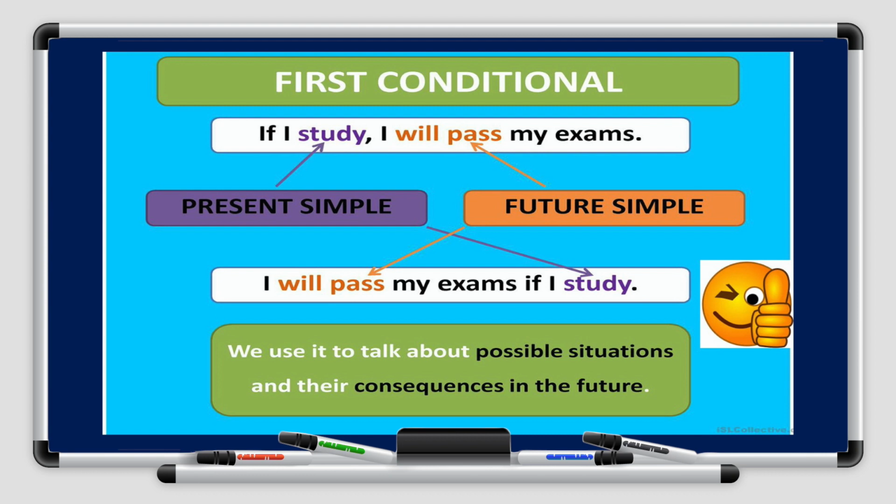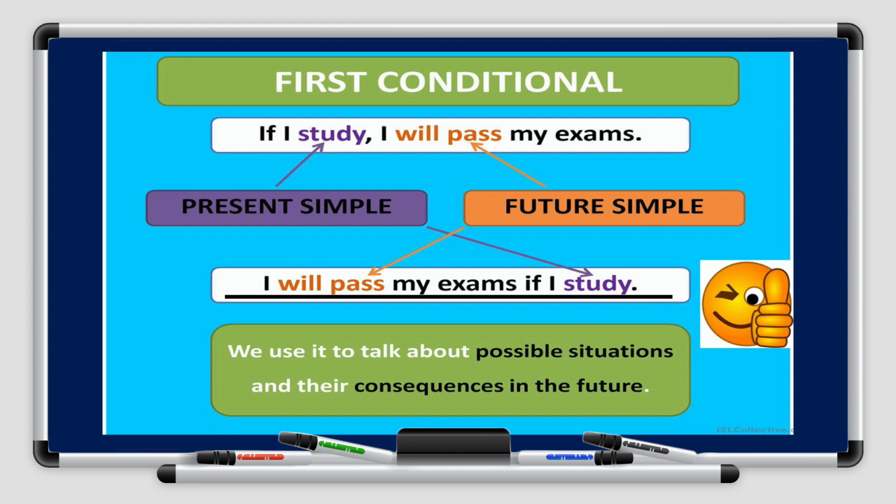Now, how do we form the first conditional in a sentence? If I study, I will pass my exams. If plus the present simple, then the comma, will plus the verb, the future simple. I will pass my exams if I study. Now, what did we do here? It's the same example, but we changed the order. We reversed the order. So the result is in the beginning, and we change the condition. I will pass my exam if I study.